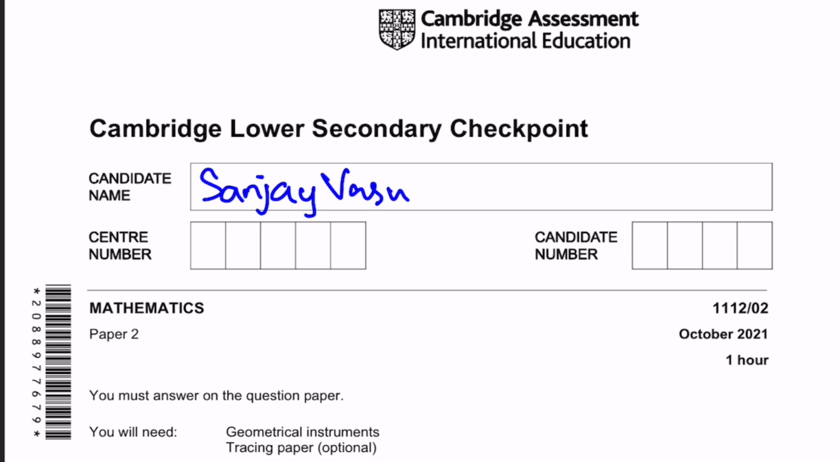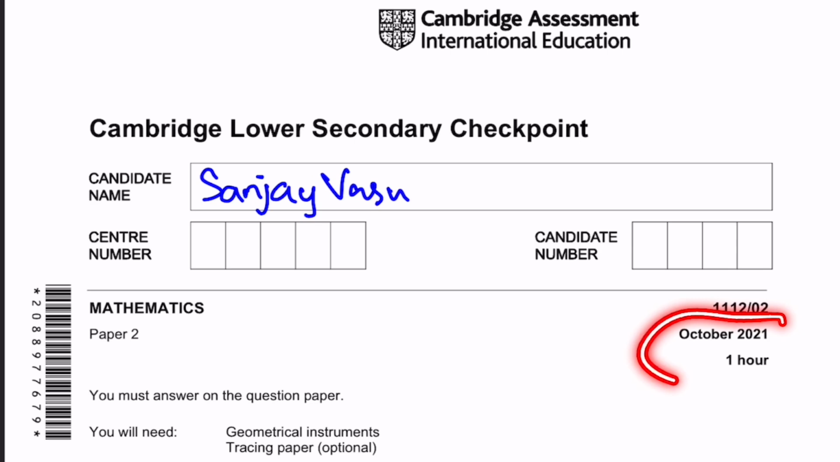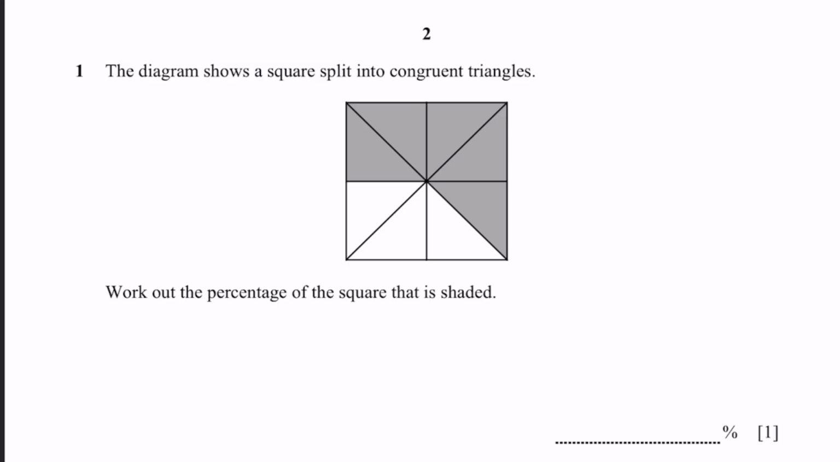This time on Cambridge Lower Secondary Checkpoint Mathematics Paper 2 for October 2021, 1 hour. You may use a calculator for this paper. Question 1. The diagram shows a square split into congruent triangles. Work out the percentage that is shaded. If you notice, there are 1, 2, 3, 4, 5, 6, 7, 8 triangles. 5 of them are shaded, so 5 by 8, that's equal to 62.5 percent. That's the answer. You can use a calculator to calculate that out as well.